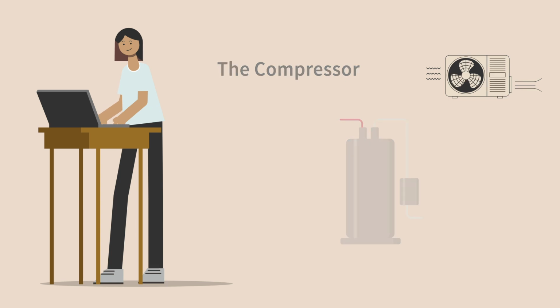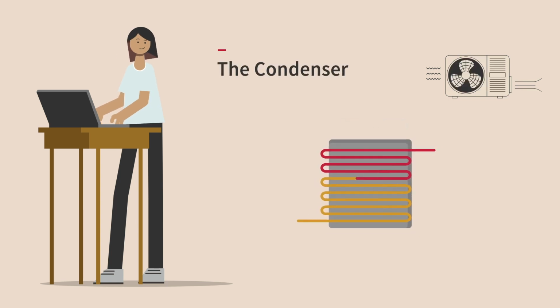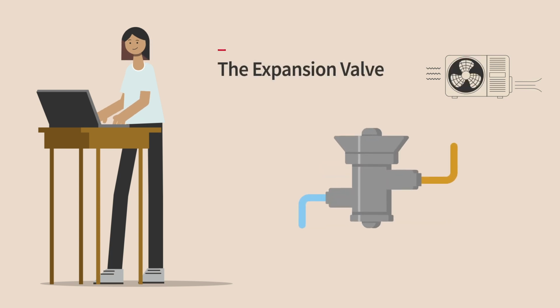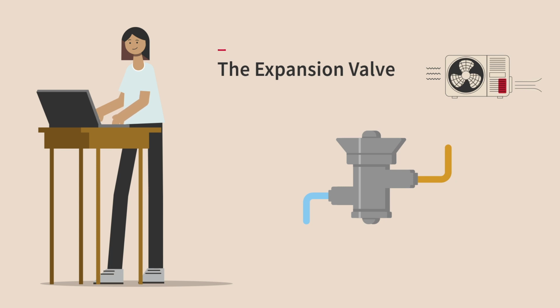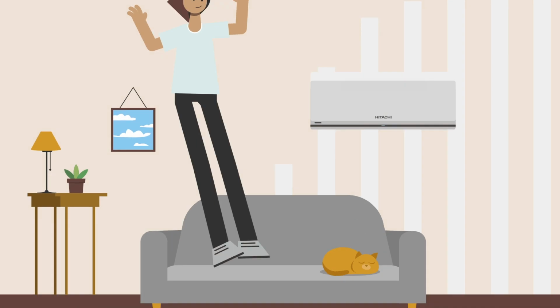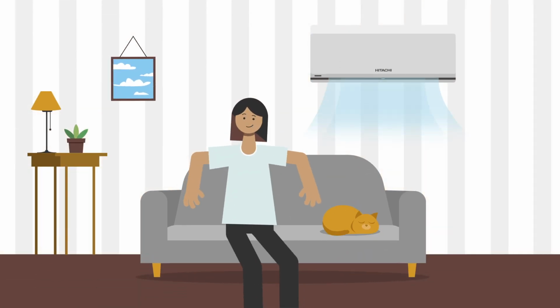from indoors to outdoors. The condenser, with its own fan that blows air across the condenser coil to transfer the heat. The expansion valve. This controls the amount of refrigerant flowing into the evaporator coil for improved performance. It's by using these components that your home's air conditioner helps keep you comfortable.